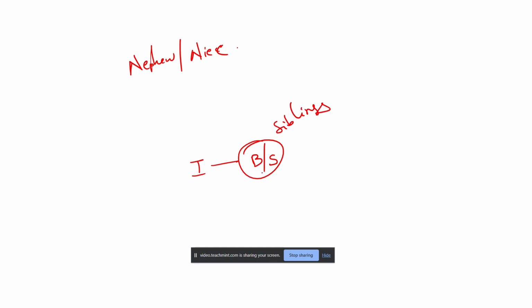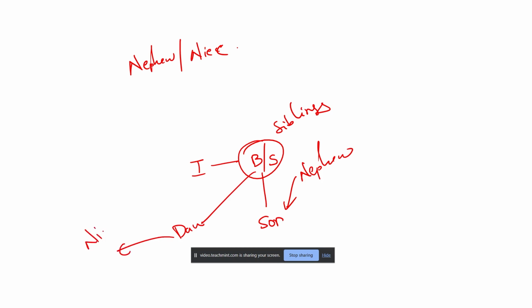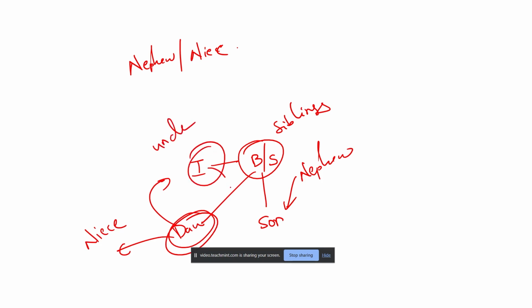Let us take your sibling is having a son. We are going to call him nephew. If your sibling is having a daughter, we are going to call her niece. So from their point of view, you will become their uncle. From your point of view, they will become your nephew and niece. I'm repeating once again: your sibling's son is your nephew, and your sibling's daughter is your niece. Sibling means children of same parents, or you can simply say your own brother or your own sister. Nephew is for male and niece is for female.